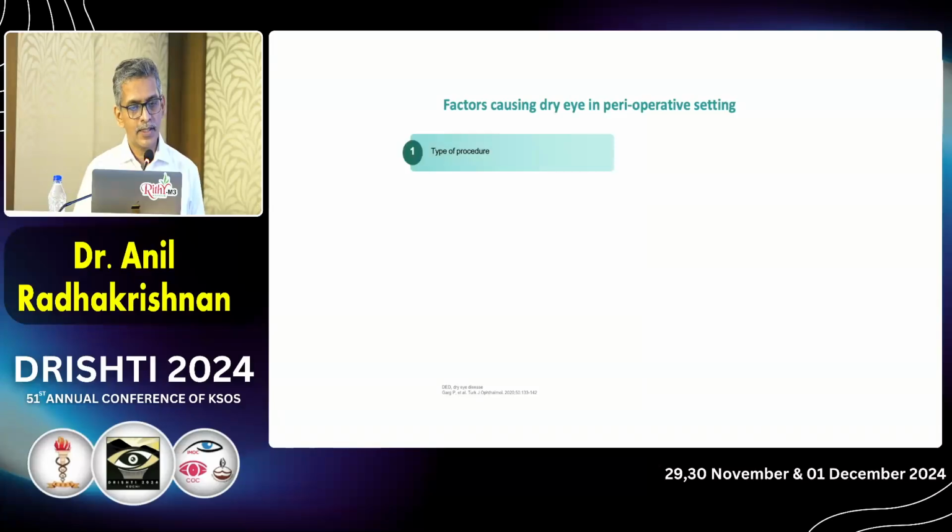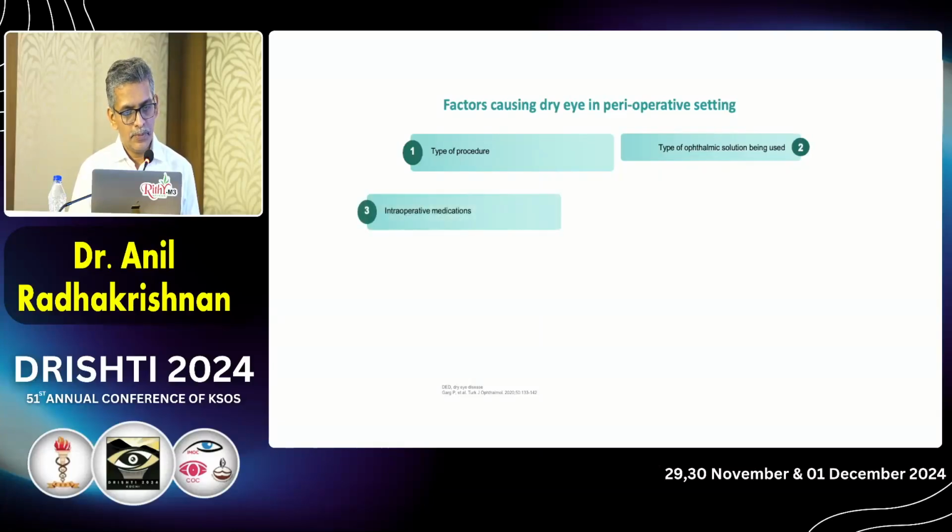So the factors that can contribute to perioperative dry eye in the perioperative setting: one is the type of procedure. If it is a large extracapsular or an SICS, you can have more dry eye, obviously. The type of drugs that you use, if you keep on putting dilating drops every 5 minutes, you can have more dry eye damage.